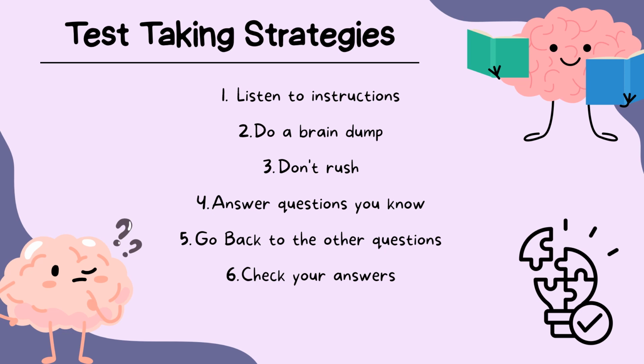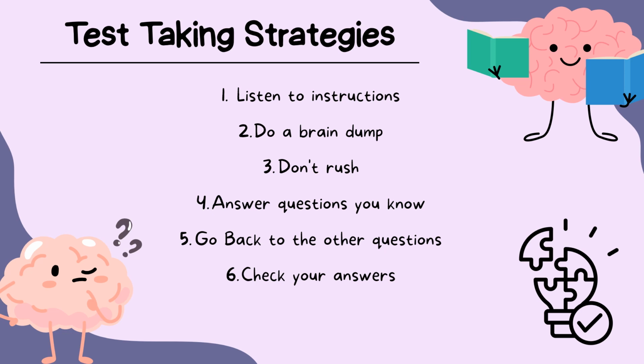Now, the fourth thing that you want to do is to answer the questions that you do know and not spend so much time on the questions that you do not know. The fifth thing actually goes hand in hand with the fourth thing, as the fifth thing is to go back to those questions that you do not understand. This allows you to answer the easy questions that you do know first and have time to work on the questions that you do not know.